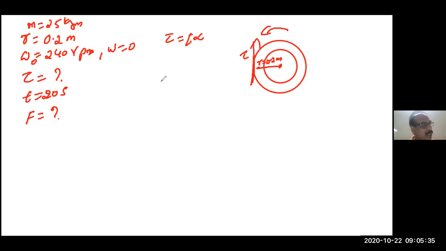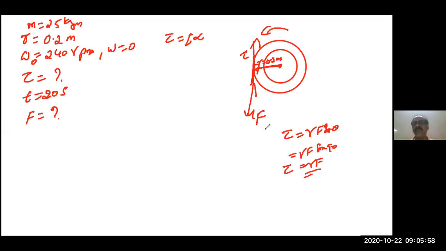If the torque is due to a force applied tangentially on the rim, what is the magnitude of the force? This is the force, this is the perpendicular distance. Torque is equal to R F sine theta, that means R F sine 90, then R into F. So first you have to find out the torque, then you can find the force. Torque is equal to I alpha.